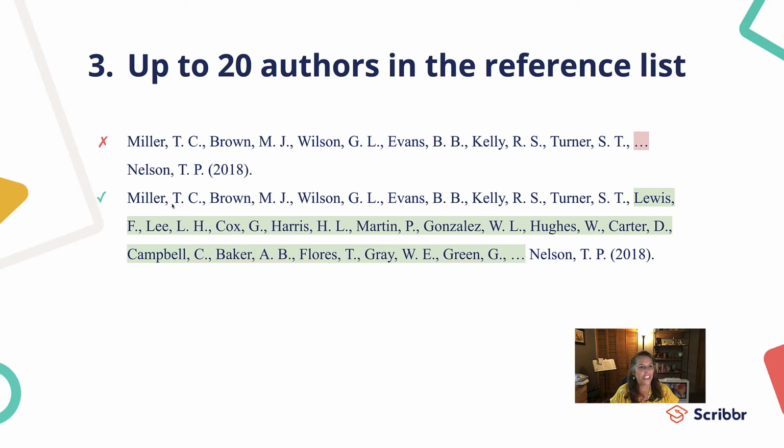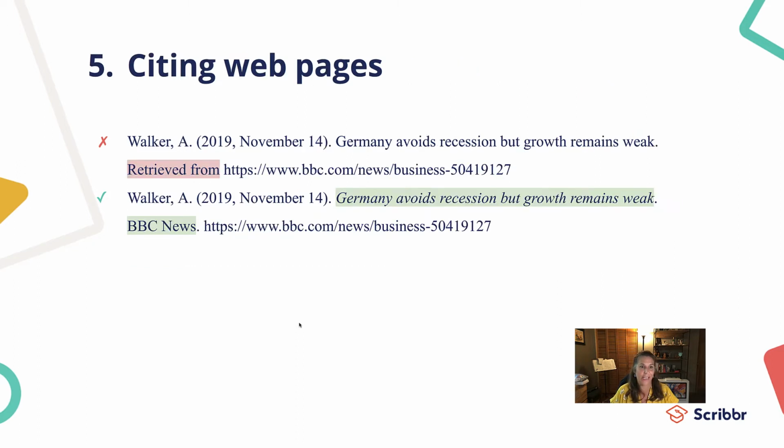And I do want you to note just the format. Multiple authors, regardless of how many before the date, are separated with a comma. So we only use last names, first initials, comma. So Miller, T. C., comma, Brown, M. J., comma. All of these are authors, and that's how you would cite multiple authors for a journal, for a book, anything like that. Citing web pages has changed, and again, they've just made it easier.